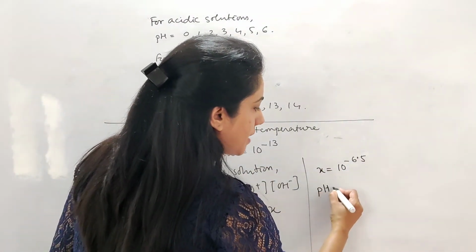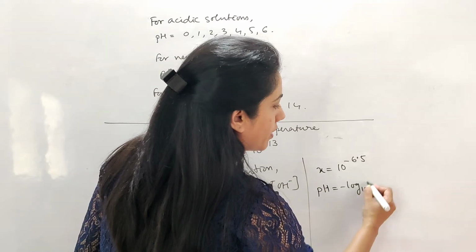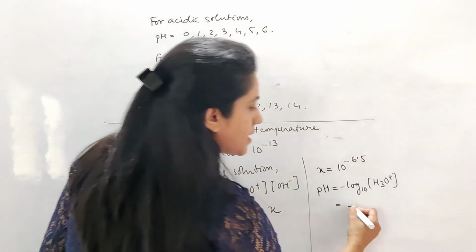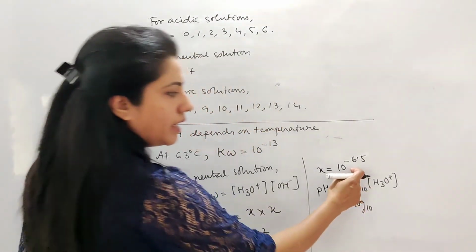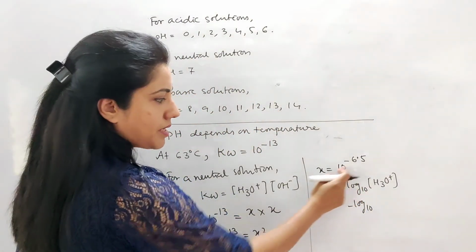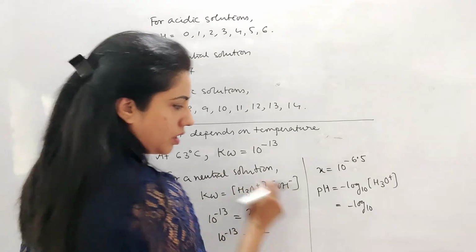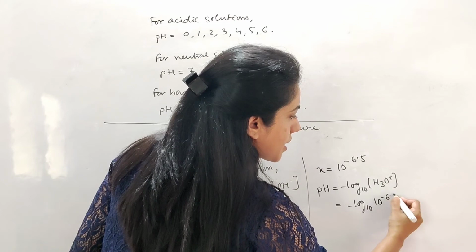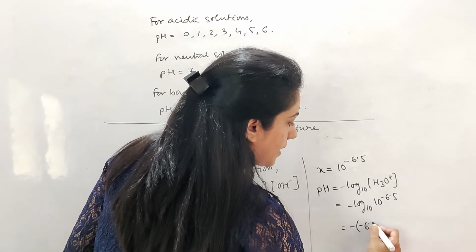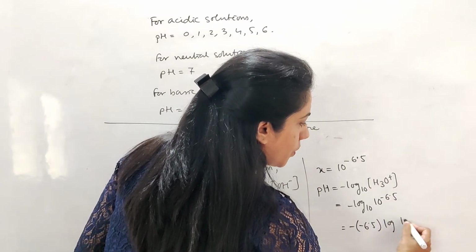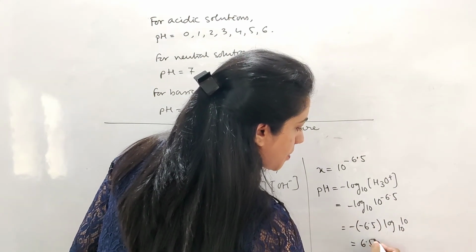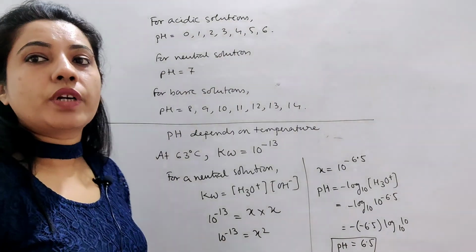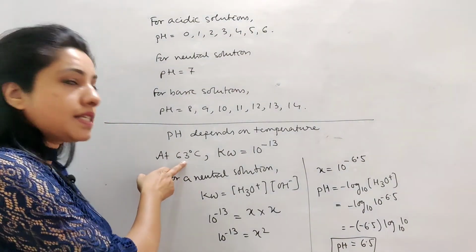Now let us find out the pH. pH is equal to minus logarithm of H3O plus concentration. And what is the H3O plus concentration we got? 10 raised to power minus 6.5. This is concentration of each of the ions. Okay, so this is coming 10 raised to power minus 6.5, which is minus 6.5 log 10 to the base 10. So which is coming 6.5. So you can see pH is coming 6.5 for a neutral solution when the temperature is raised.